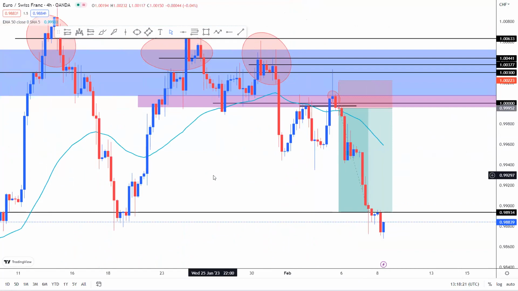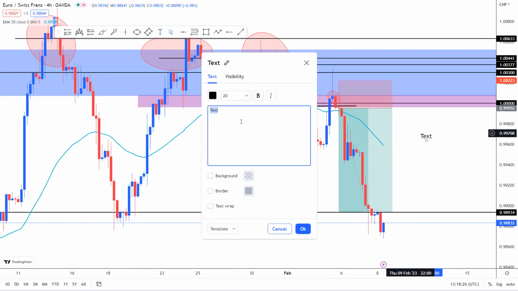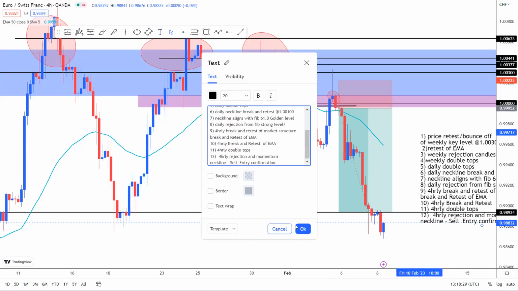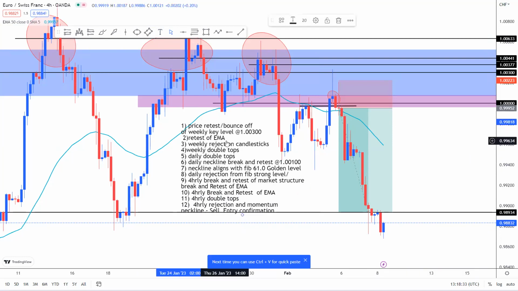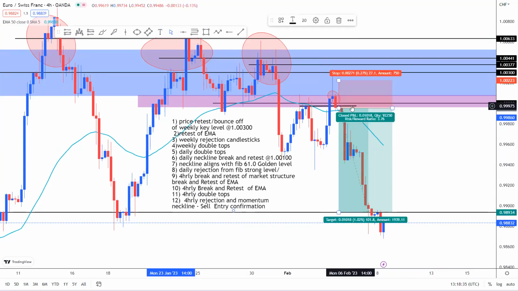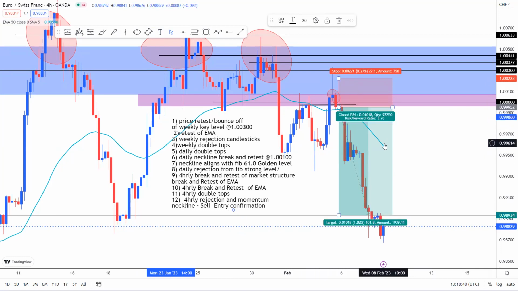So clearly we had lots of confluences in check. And let's watch my selling of EURCHF at the retest of the key level for a nice 100 pips on TP on this.